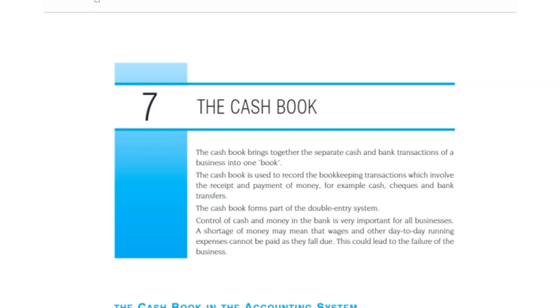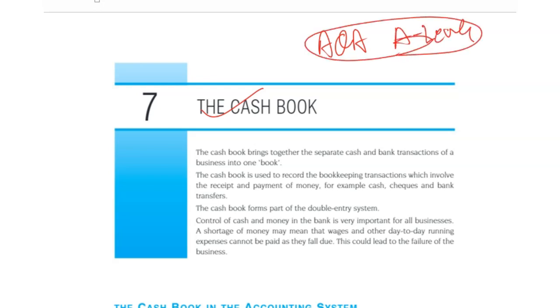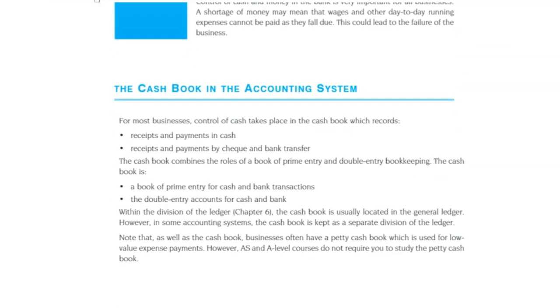This chapter is all about the cash book. The item is taken from AQA A-level accounting, but equally important for any other exam board, especially beginners of accounting, bookkeeping, AAT level 2, IGCSE and ACCA, different boards. Well, what is a cash book?